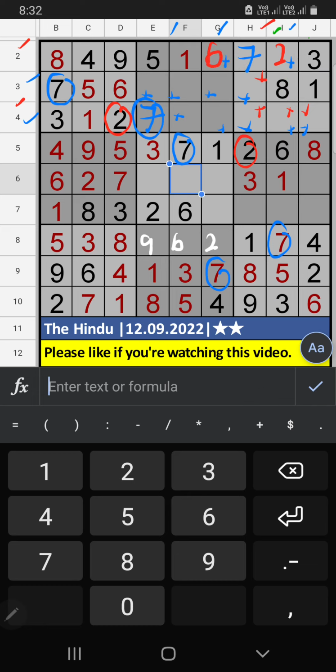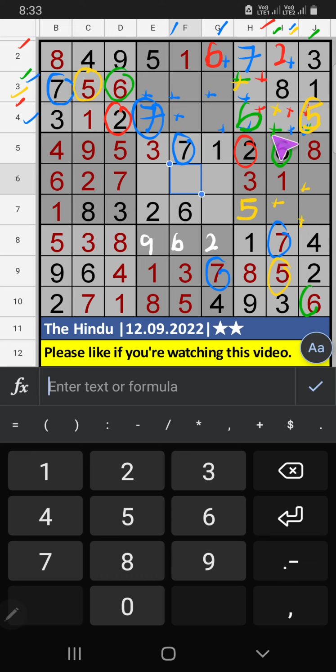Column I, column G, we have 6. Third row also we have 6. So 6 can't come in these cells, then 6 is confirmed here. Third row, column I, we have 5. So 5 can't come in these cells, then 5 is confirmed here. Column H, column J, we have 5. So 5 can't come in these cells, then 5 is confirmed here.